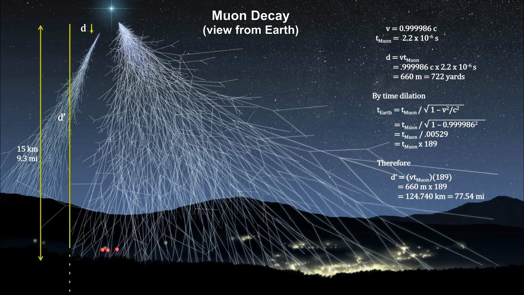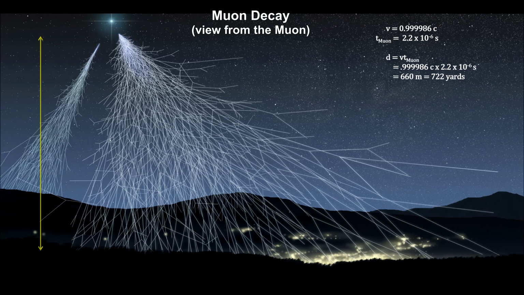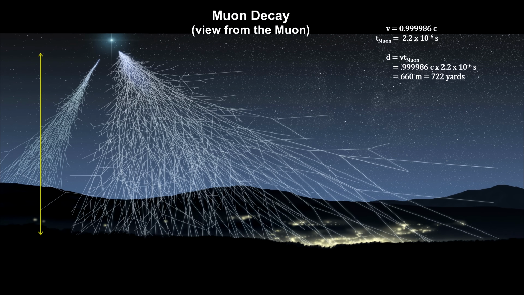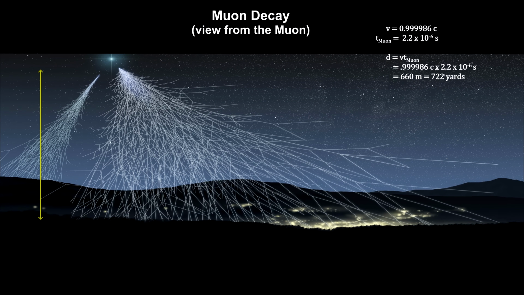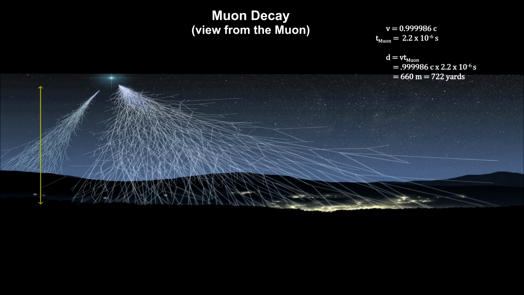But what does this look like in the muon's own reference frame, where it is standing still and the Earth is approaching at 0.999986 times the speed of light? It will only last 2.2 microseconds. How will it make it to the surface?